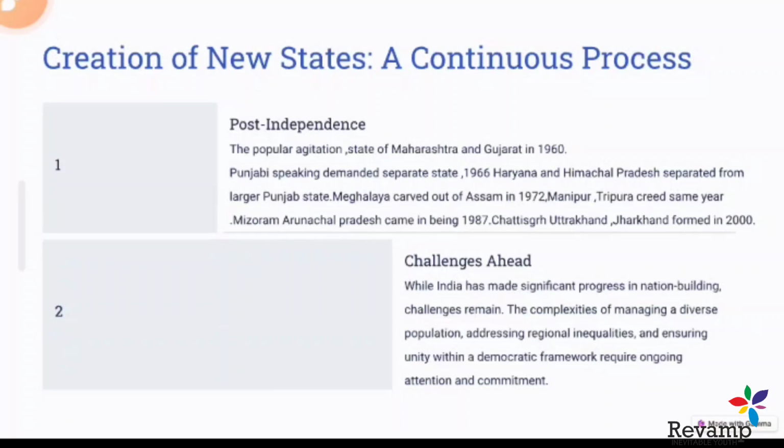So state demands were again and again a major issue in India. In 2000, Chhattisgarh, Uttarakhand and Jharkhand were formed. So these states were formed. After this, Telangana, the 29th state, was formed. So these are the challenges of states demanding. Even today, we have 28 states in 2024-25, but states are still demanding their own identity. Regionalism increased very much later on, in the 1970s and 1980s.